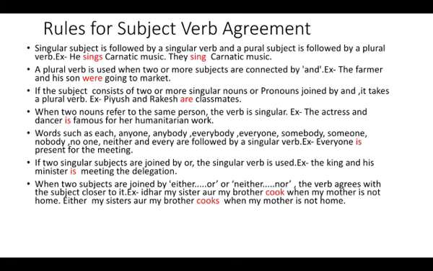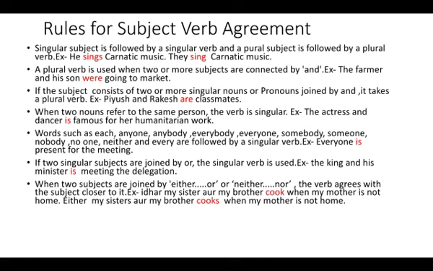Now let's move on. So rules for subject-verb agreement. First rule is singular subject is followed by a singular verb and a plural subject is followed by a plural verb. Means when we use a singular subject, at that time we need to use a singular verb, and when we use a plural subject, at that time we are going to use a plural verb.